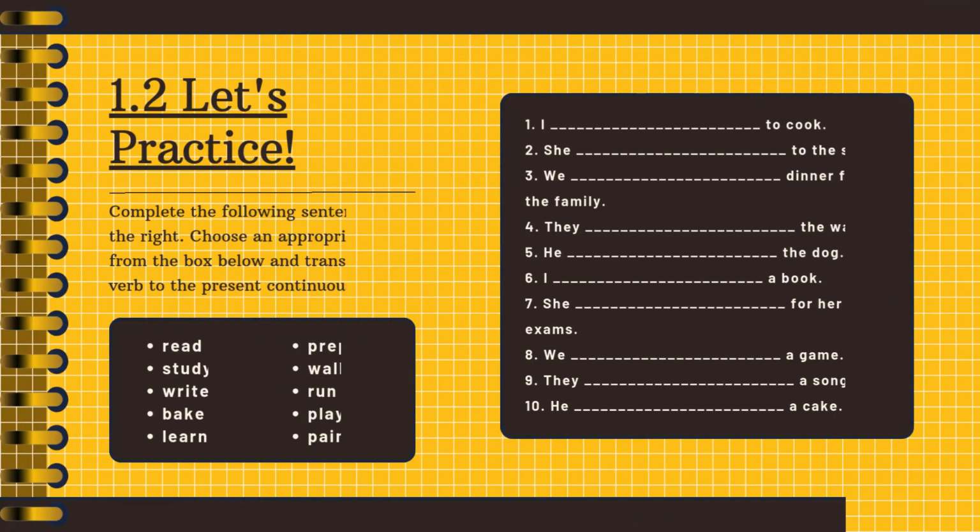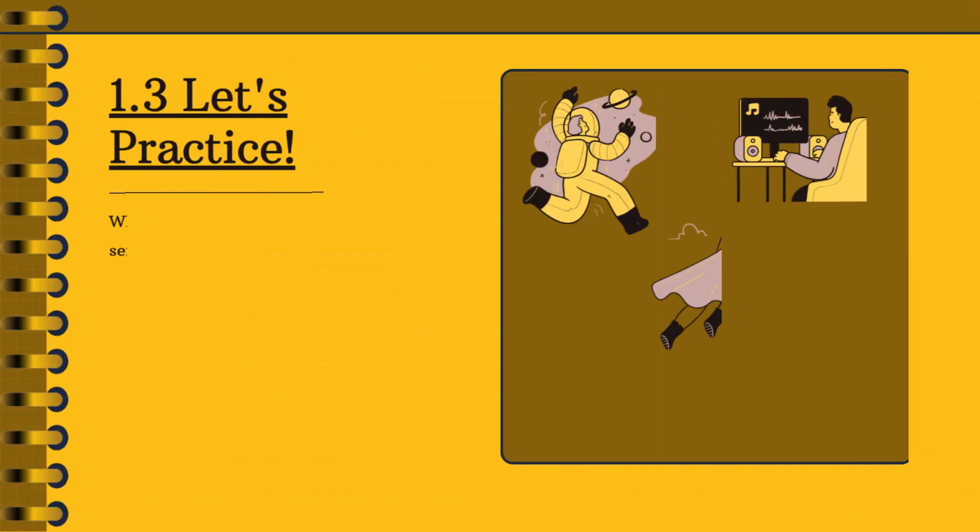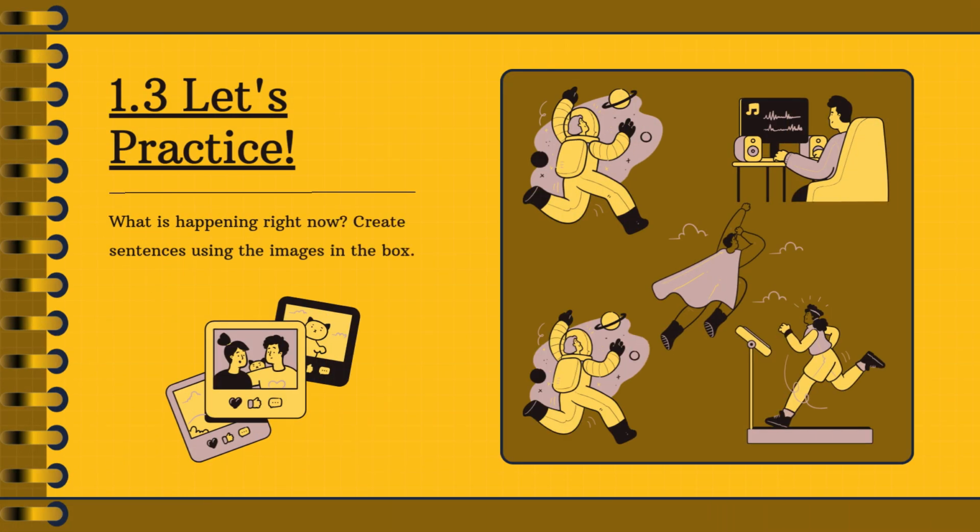Let's practice. Complete the following sentences on the right. Choose an appropriate verb from the box below and transform the verb to the present continuous form. Read, study, write, bake, learn, prepare, walk, run, play, paint. Let's practice. What is happening right now? Create sentences using the images in the box.